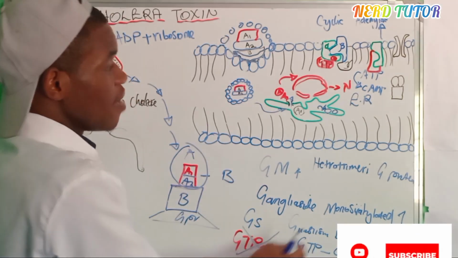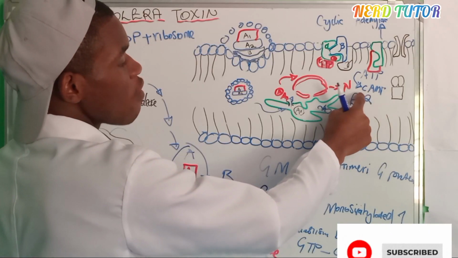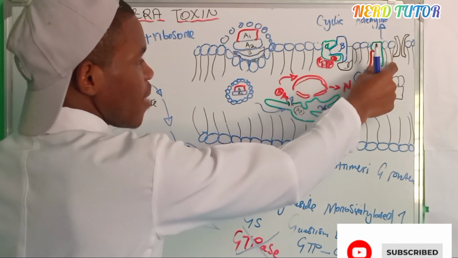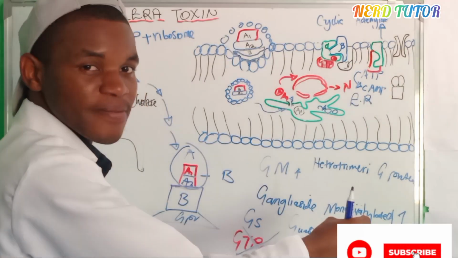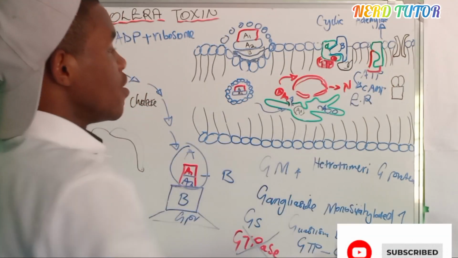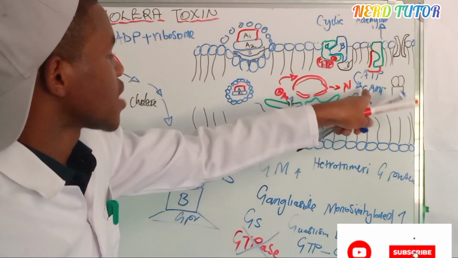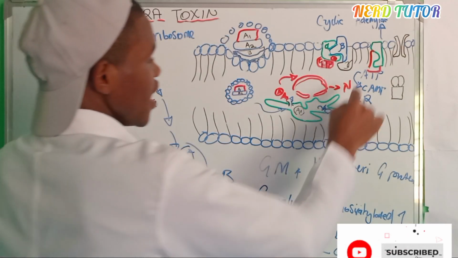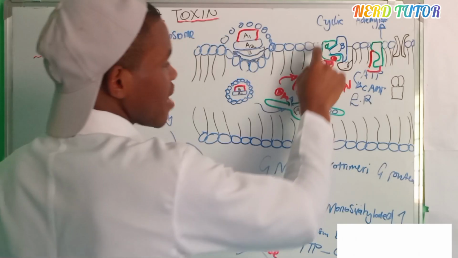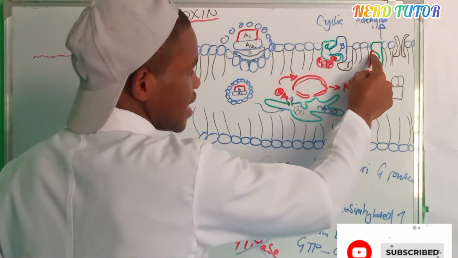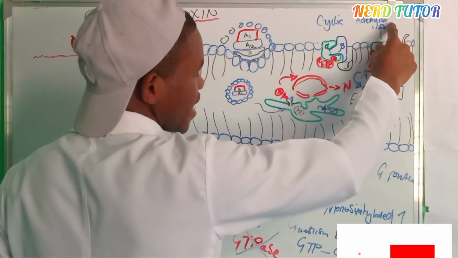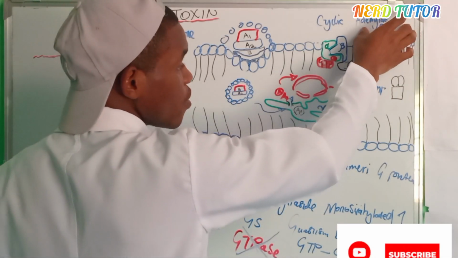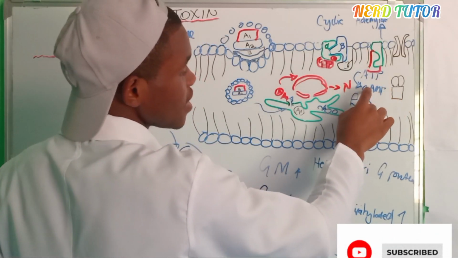If it doesn't work, it means we'll be producing more cyclic AMP here, because the alpha is coming to bind to the adenylate cyclase enzyme, which is responsible for changing ATP to cyclic AMP. Now imagine the alpha subunit is bound here to the adenylate cyclase enzyme, which is responsible for transforming ATP to what?